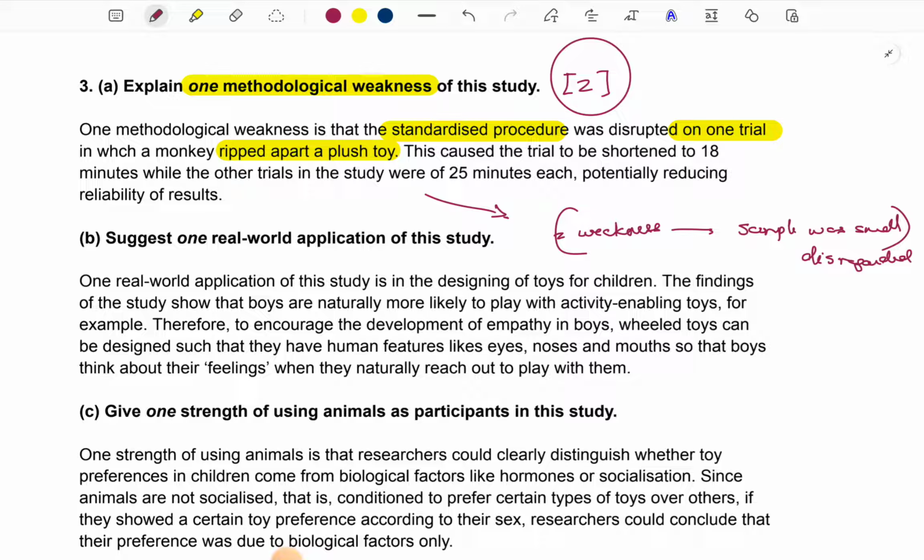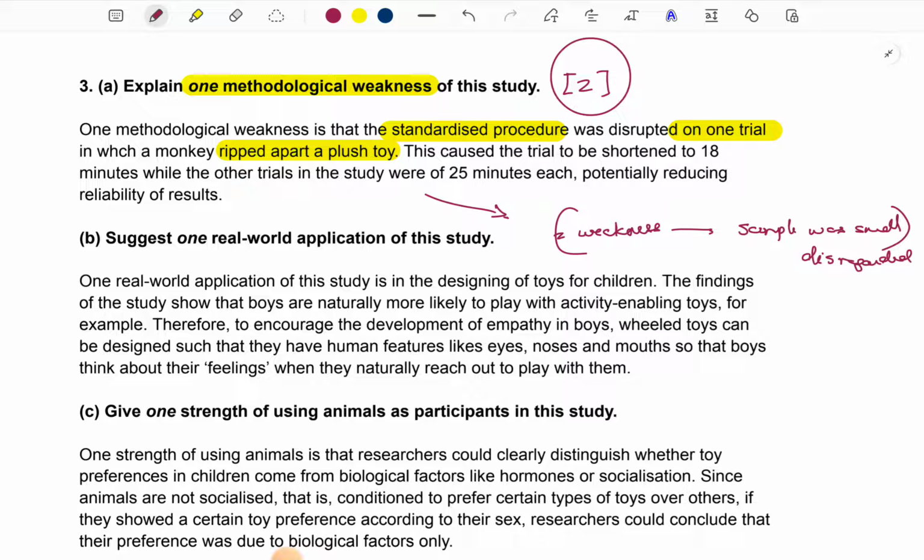Another thing about this answer is, again, I can't emphasize enough, for every answer address the question directly. They've asked you for a weakness. One of the monkeys ripped apart the toy because of this and that, but you're not saying what the weakness is. Don't go about it that way. First say the weakness is that standardized procedure was compromised. Don't come to it at the end. Never give a point as the conclusion. Give a point as the first starting.